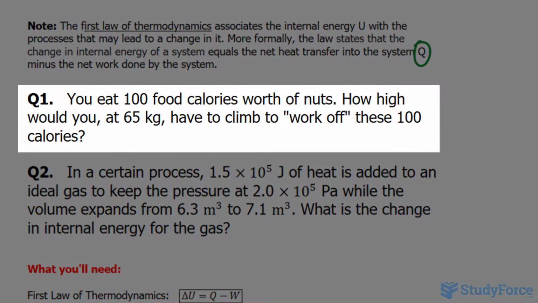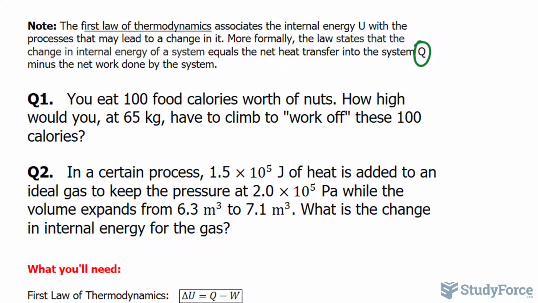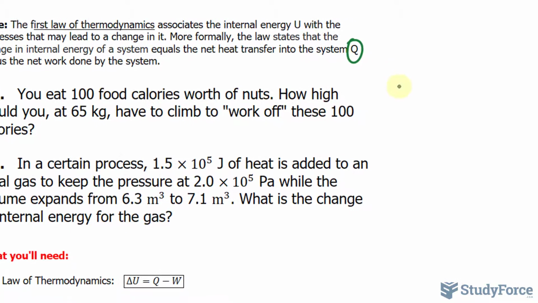In question number 1, you eat 100 food calories worth of nuts. How high would you, at 65 kilograms, have to climb to work off these 100 calories? Now, we won't be using the first law formula in this particular example. We will in question 2. But I do want to review how to calculate work. Work is a major component of the first law, so it makes sense to start here. Work is equal to the force times the displacement.